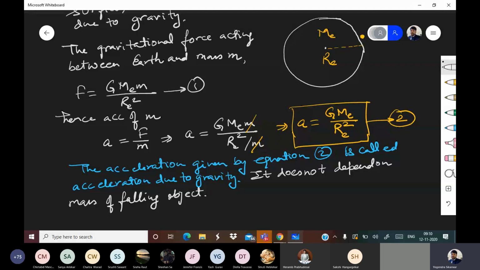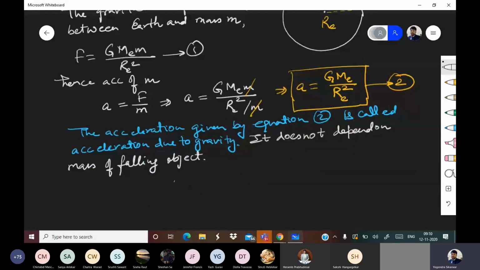All right, and the symbol which is used is special, and that is called g. So g is equal to G ME upon RE squared.